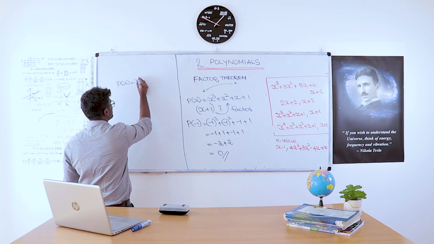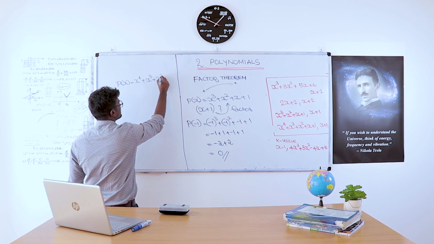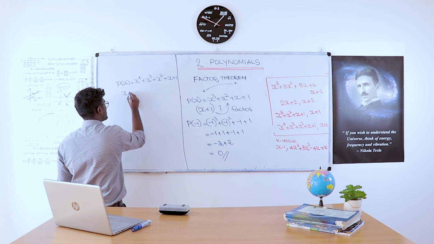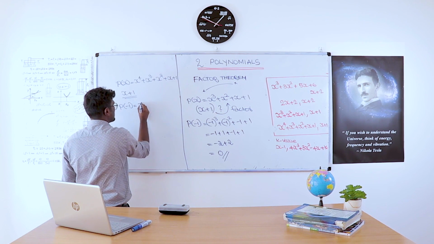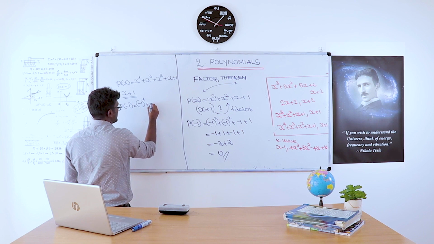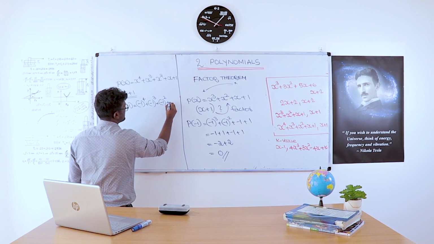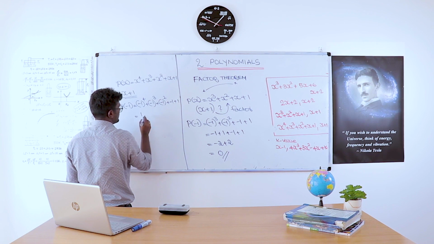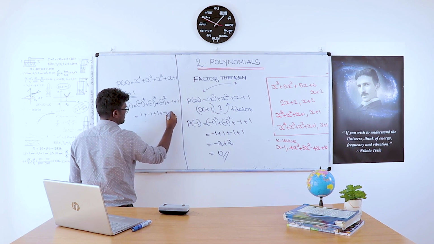And the last question is P of x equal x raised to 4 plus x cube plus x square plus x plus 1. We want to check whether x plus 1 is a factor. If x plus 1 is a factor, then P of minus 1 is equal to 0. P of minus 1 equals (minus 1) raised to 4 plus (minus 1) raised to 3 plus (minus 1) raised to 2 plus minus 1 plus 1. (Minus 1) raised to 4 is 1, (minus 1) cubed is minus 1, (minus 1) squared is 1, plus minus 1 plus 1.